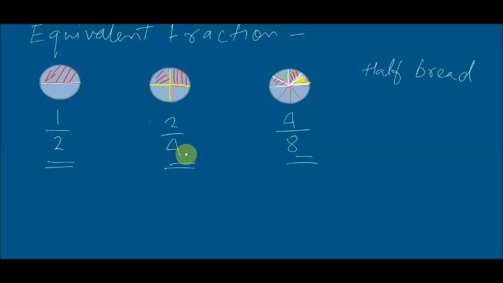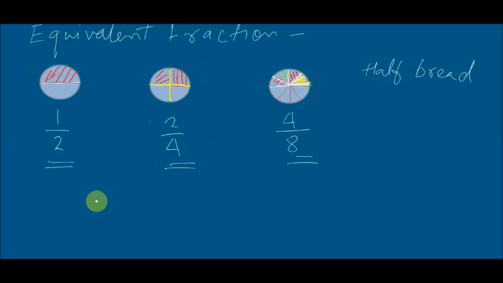But if we watch these three images, we can conclude that the shaded portions of all three images are equal, because this one is also half a portion of the bread, this is also half a portion of the bread, and this one is also half a portion of the bread. I think you are understanding.